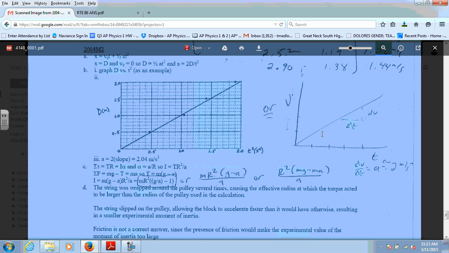I think it came out to close to 2. Yeah, I did it both ways and got right at just a hair over. I got exactly 2.04 if you find the slope that way.